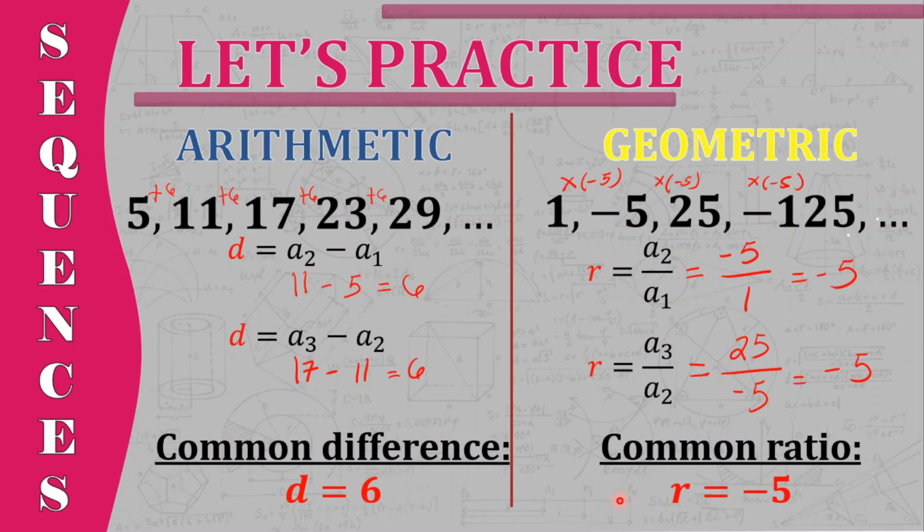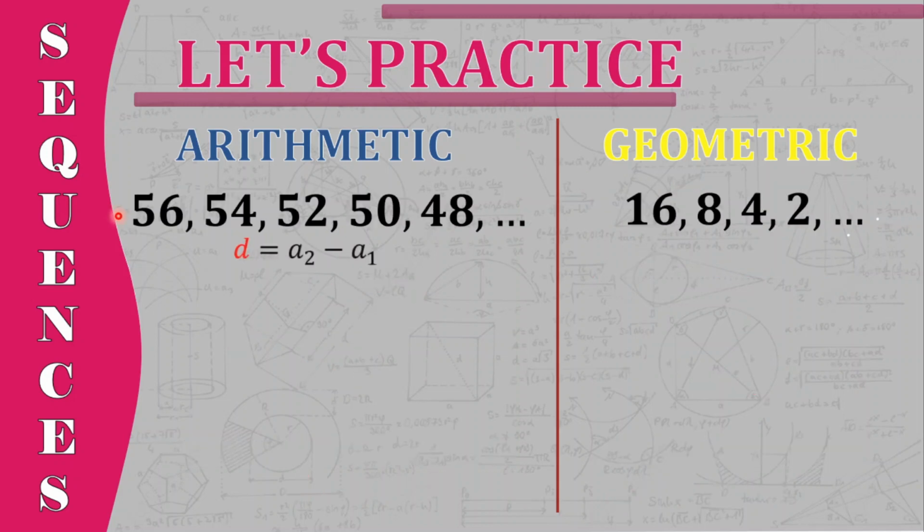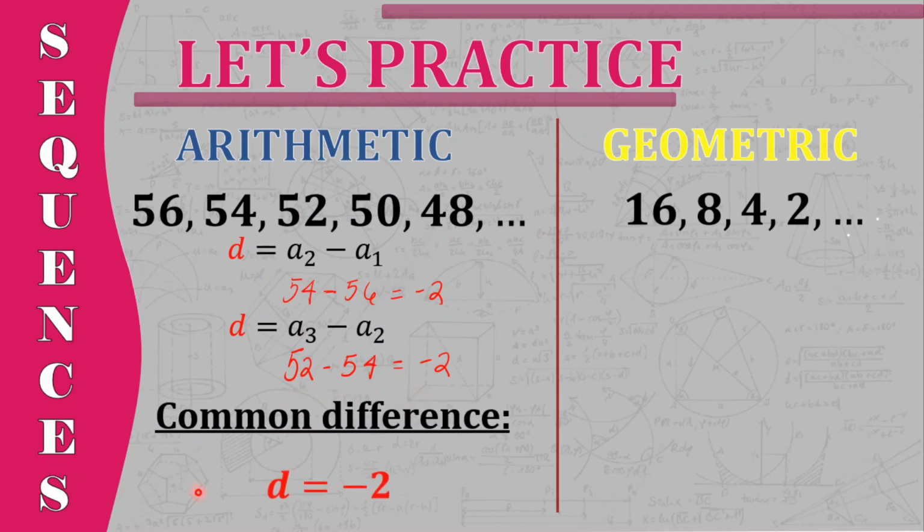Let's have another example. Let's solve the first using the formula a sub 2 minus a sub 1. A sub 2 is 54 and a sub 1 is 56. 54 minus 56 is negative 2. Let's check the consistency of the common difference using the formula a sub 3 minus a sub 2. A sub 3 is 52 and a sub 2 is 54. 52 minus 54 is negative 2. Therefore, the common difference is negative 2.